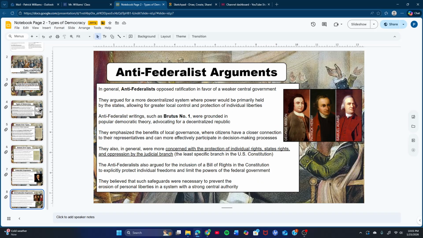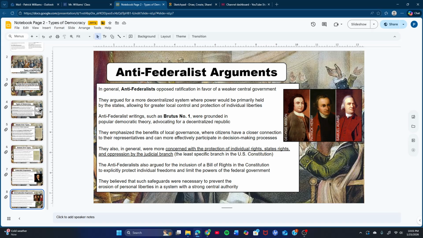All right, let's look at the anti-federalists because their concerns were serious and legit, right? And they shaped our final constitution. So even though they lost the ratification fight, they still had a big impact with the Bill of Rights. In general, anti-federalists opposed ratification in favor of a weaker central government.